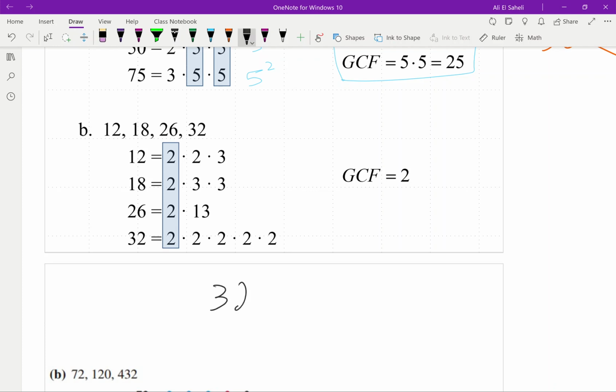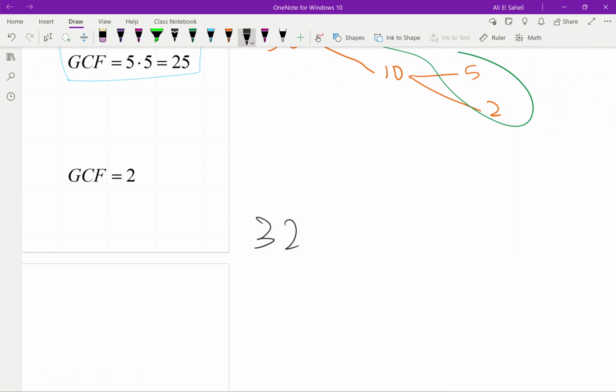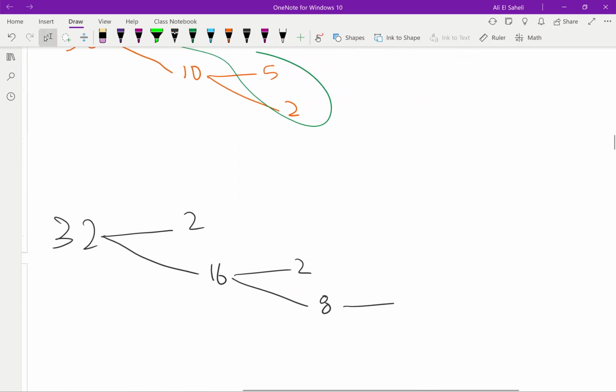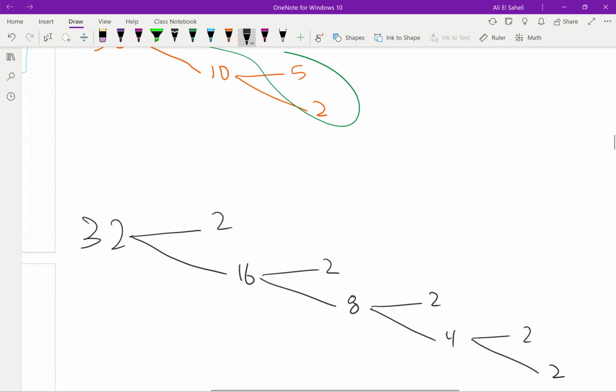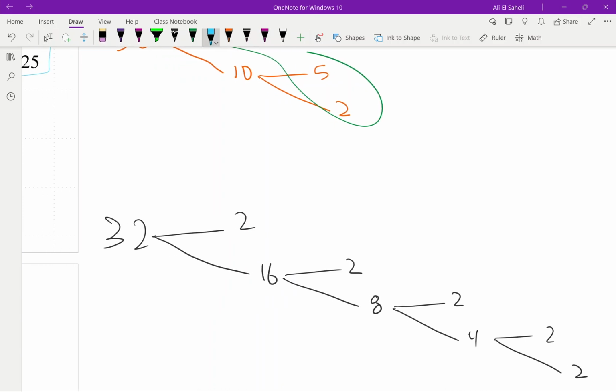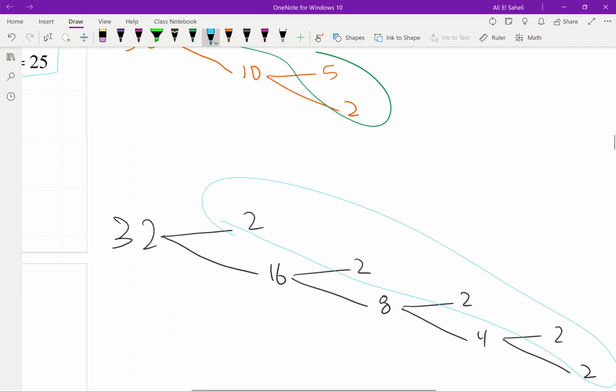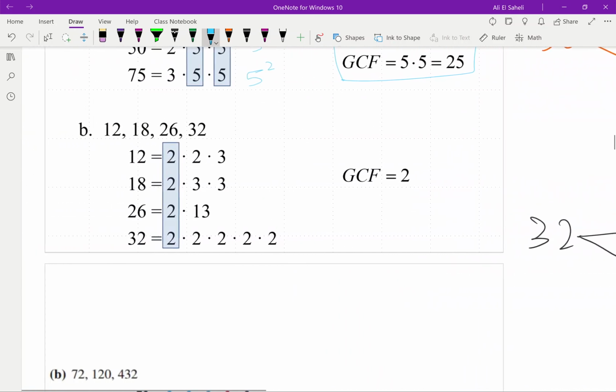32. Let me do it over here. 32 is even, so 32 is 2 times 16. 16 is 2 times 8. 8 is 2 times 4. 4 is 2 times 2. Now 2 is a prime. So it's 2 to the power 5. 2 times 2 times 2 times 2, 5 times.